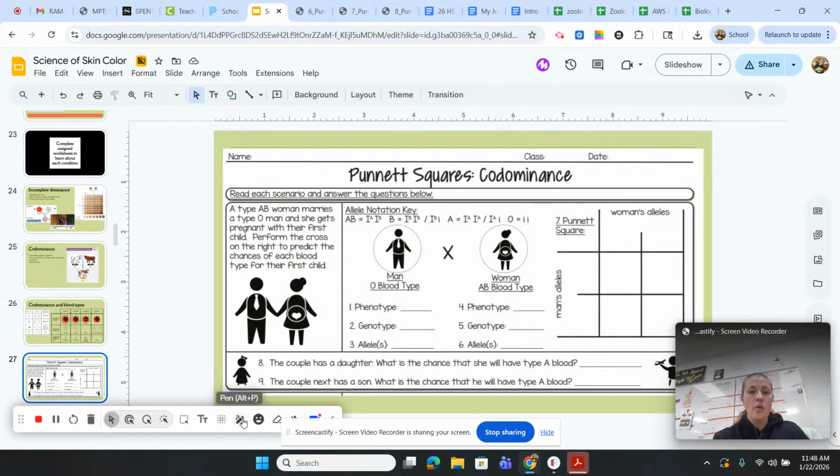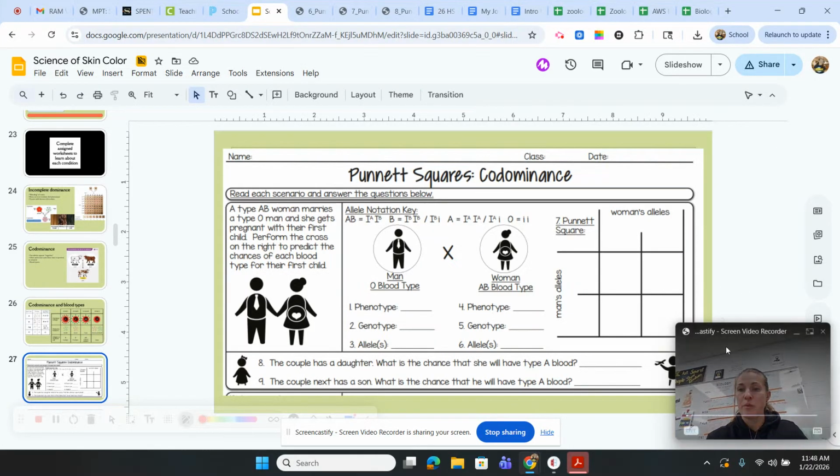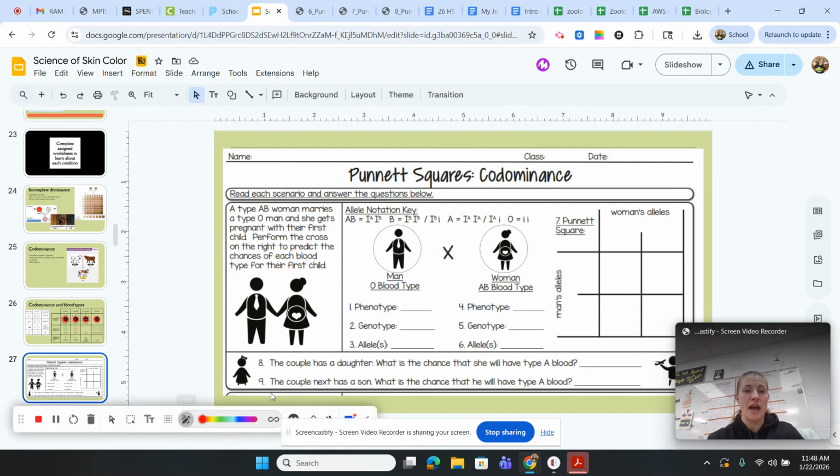So if we are looking at the practice problem that is on your page, we will do this one together. It says, a type AB woman marries a type O man and she gets pregnant with their first child. Perform the cross on the right to predict the chances of each blood type for their first child.